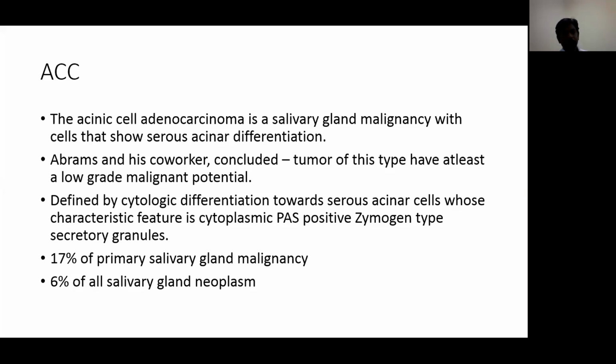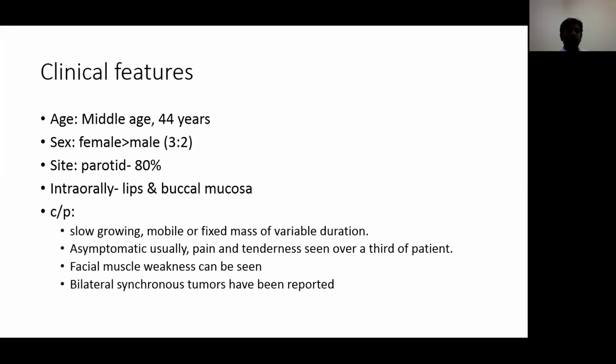Coming to acinic cell carcinoma, it is another malignancy that is showing serous acinar differentiation, and it is defined by cytological differentiation towards serous acinar cells, basically. Okay, where the cells will have PAS positive zymogen type granules. Okay, and 17% of the primary salivary gland malignancies are acinic cell carcinoma, and 6% of the salivary gland neoplasms are acinic cell. Okay, and coming to clinical features, it affects the middle age, with female preponderance, and parotid is the most common site, almost 80%.